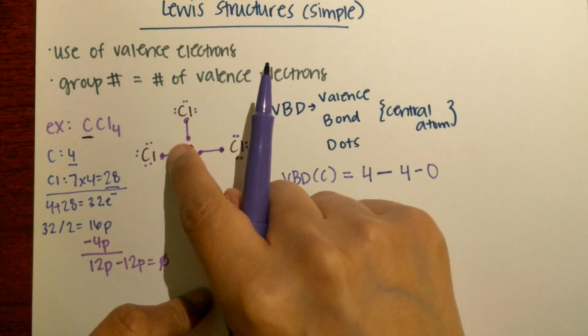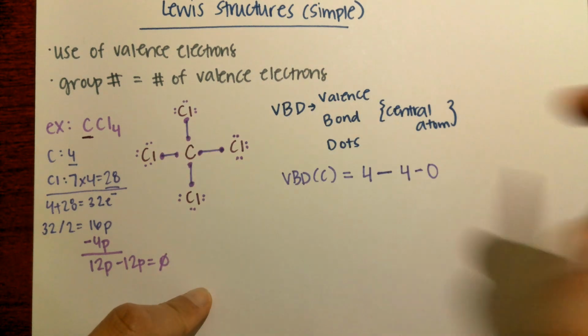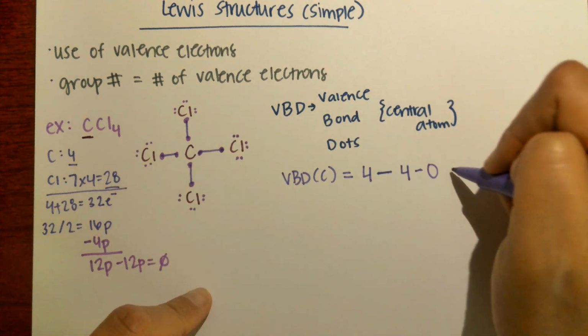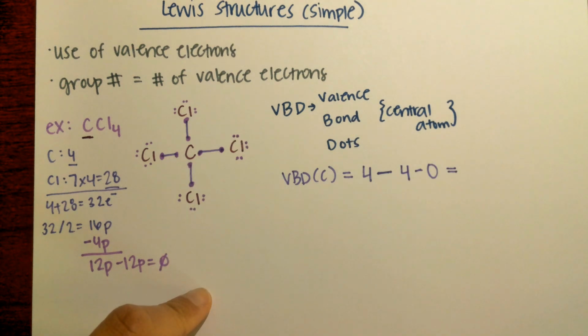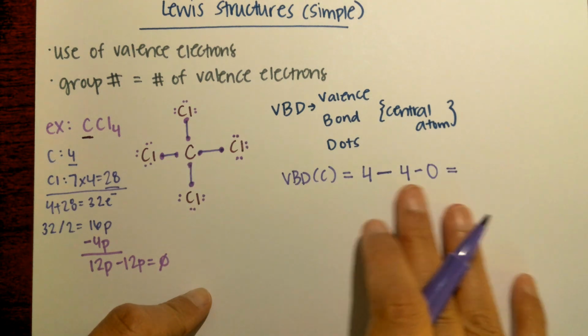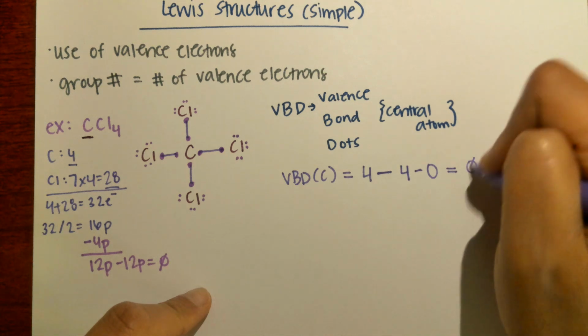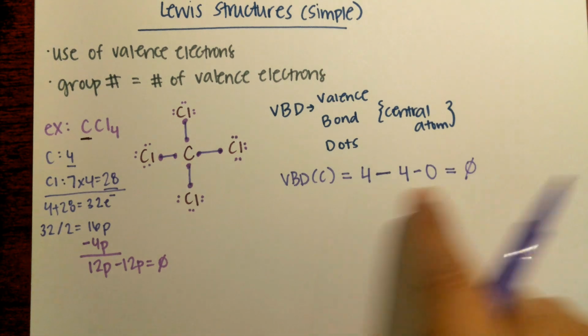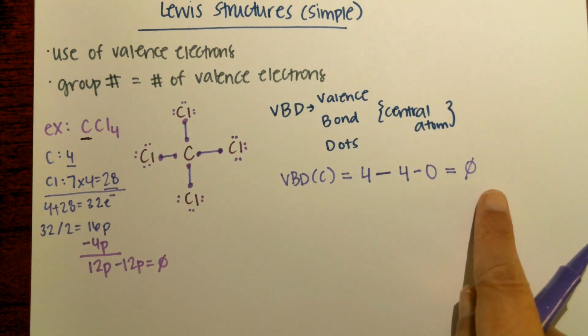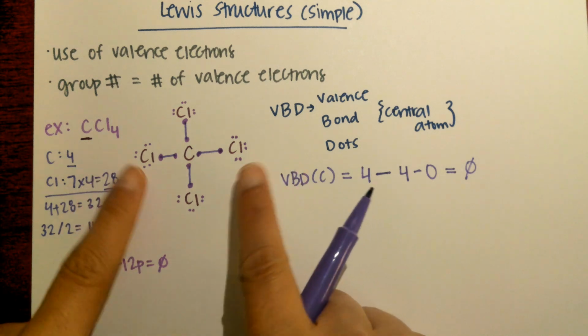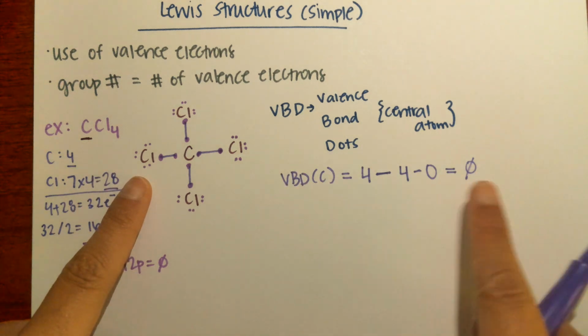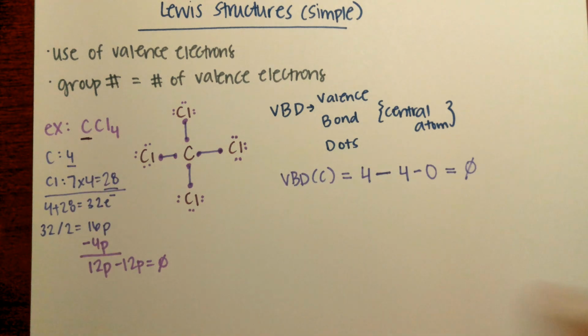I know you can see dots here, but the dots come from the bonds. So I have 0 dots around carbon, and then I'm going to do the math here. 4 minus 4 minus 0 is 0. That means it's happy. So that means I have nothing more to move around, nothing more to add. So when VBD is 0, it's happy. You leave it alone and you're done.